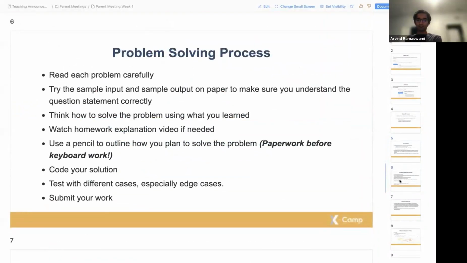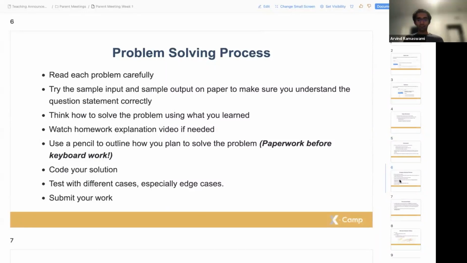Now, we have a problem-solving process, and this is what we expect our students to follow. They might choose to do so in a different way, but this is what we recommend. First, read the problem carefully, maybe even a couple of times, and try out some sample input and output on paper to make sure you understand the question correctly and have the right idea. Then think about how to solve the problem using what you learned in class. The homework problems will always connect to what we learned in class, but maybe you just have to think back and think a little bit creatively.